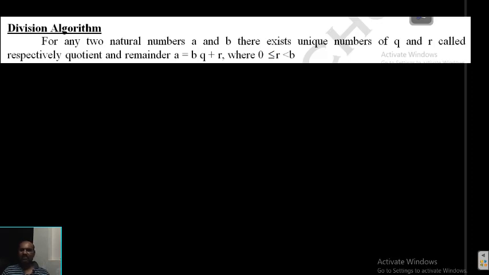A number, in this sense, means an integer, but mostly we should take natural numbers. A number A is said to be divided by another number B under the condition that B should be less than A. After that we will get two unique numbers, say Q and R, so that A is equal to B into Q plus R. Here R is a number which is equal to 0 or a number which is less than B. So this is called the division algorithm in numbers.